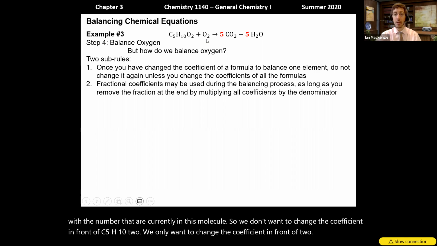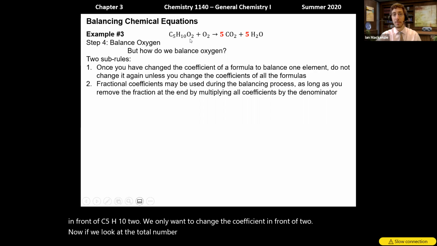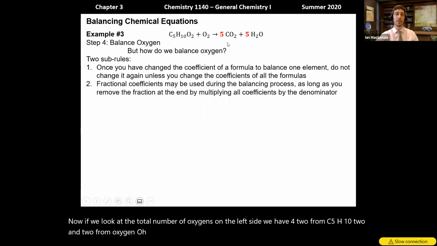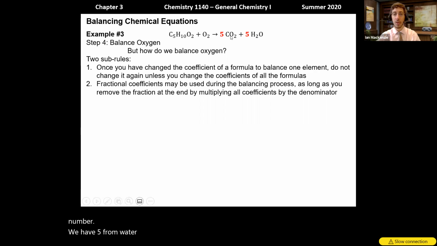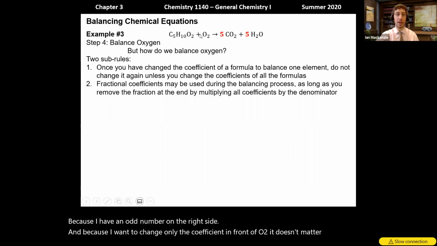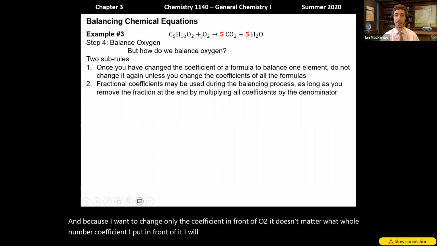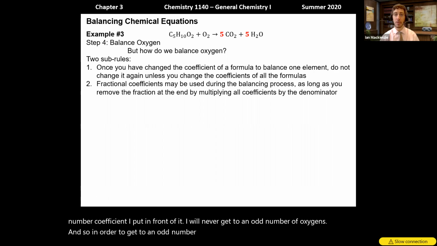Now, if we look at the total number of oxygens, on the left side we have 4, 2 from C5H10O2 and 2 from oxygen, O2. On the right side, we have 15 oxygens, and we note that that's an odd number. We have 5 from water and 10 from CO2. Because I have an odd number on the right side, and because I want to change only the coefficient in front of O2, it doesn't matter what whole number coefficient I put in front of it, I will never get to an odd number of oxygens. And so in order to get to an odd number of oxygens, what I'll use is a fractional coefficient.